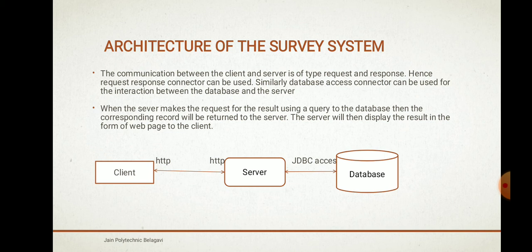A database access connector can also be used for interaction between the database and the server. When the server makes a request for the result using a query to the database, the corresponding record will be returned to the server. We are using a double arrow because it is bidirectional. The server can request the database, and the database sends the results to the server. The server will then display the result in the form of a web page to the client.